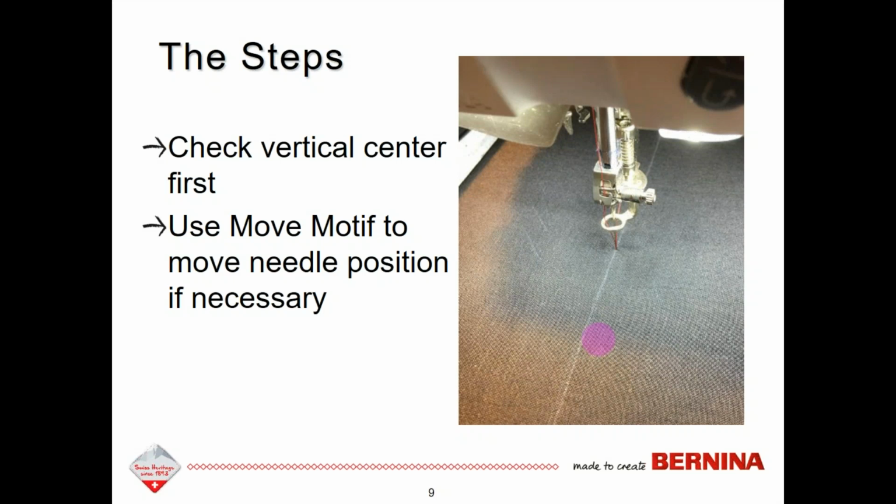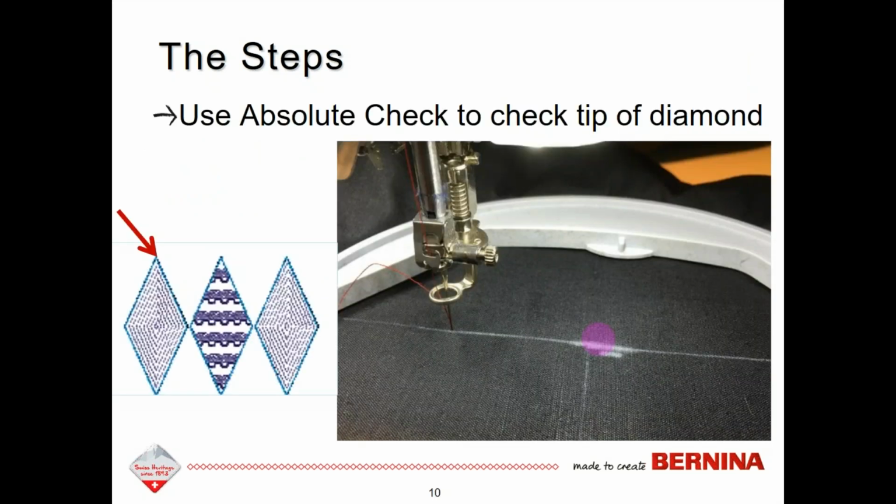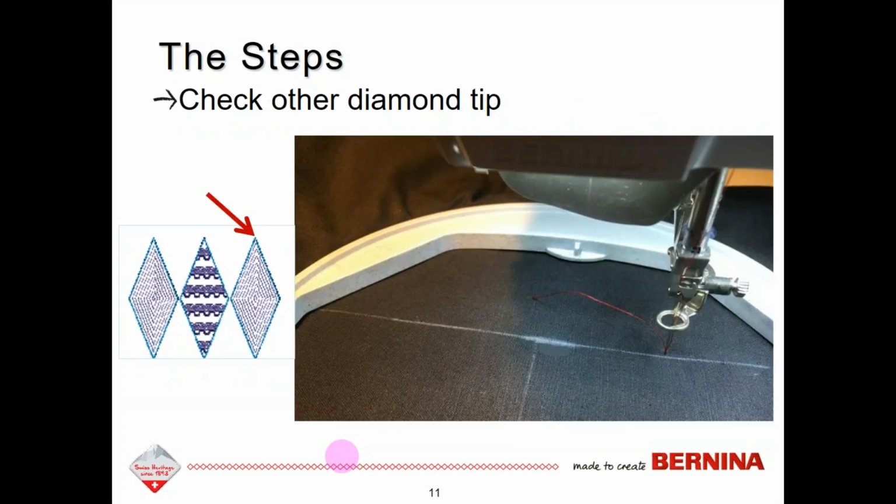And if it doesn't, just use the move motif and make sure that it will align with that vertical mark on your table runner. And you can use absolute check to align the tip of the design. If you touch the tip of the design on your screen with the marked line at the end of your table runner, make sure that that aligns, again adjusting with the move motif if you need to, and you'll only move this one up or down, not right or left, because your center alignment has already been established. And then you'll go over and check the other diamond tip. So you'll touch it on your screen, and the needle will be moved to that location, and you can make sure it aligns.